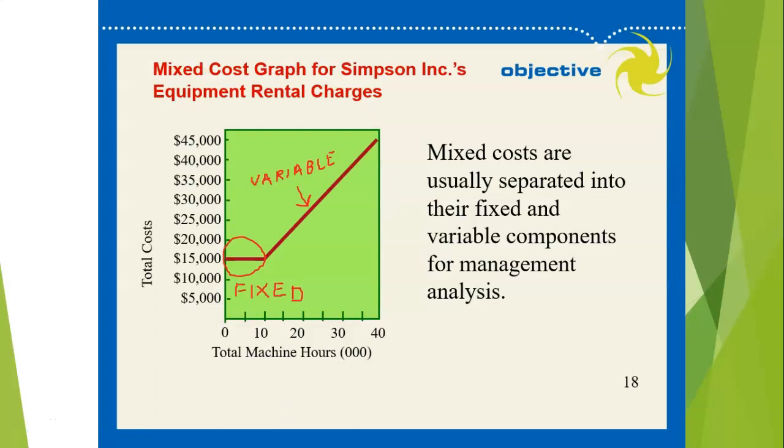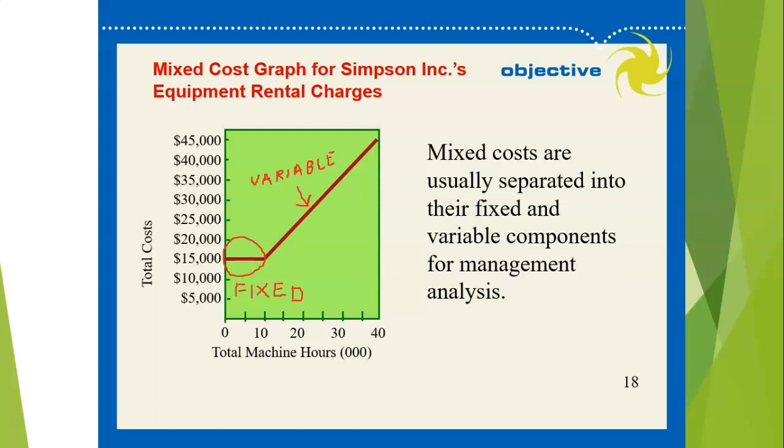So here we're shown on a graph. The fixed part is the $15,000. It's flat, straight across, until we hit the 10,000 hours. And then after that, the line starts going up $1 per hour for each machine hour we use above the 10,000. So that's the variable part.